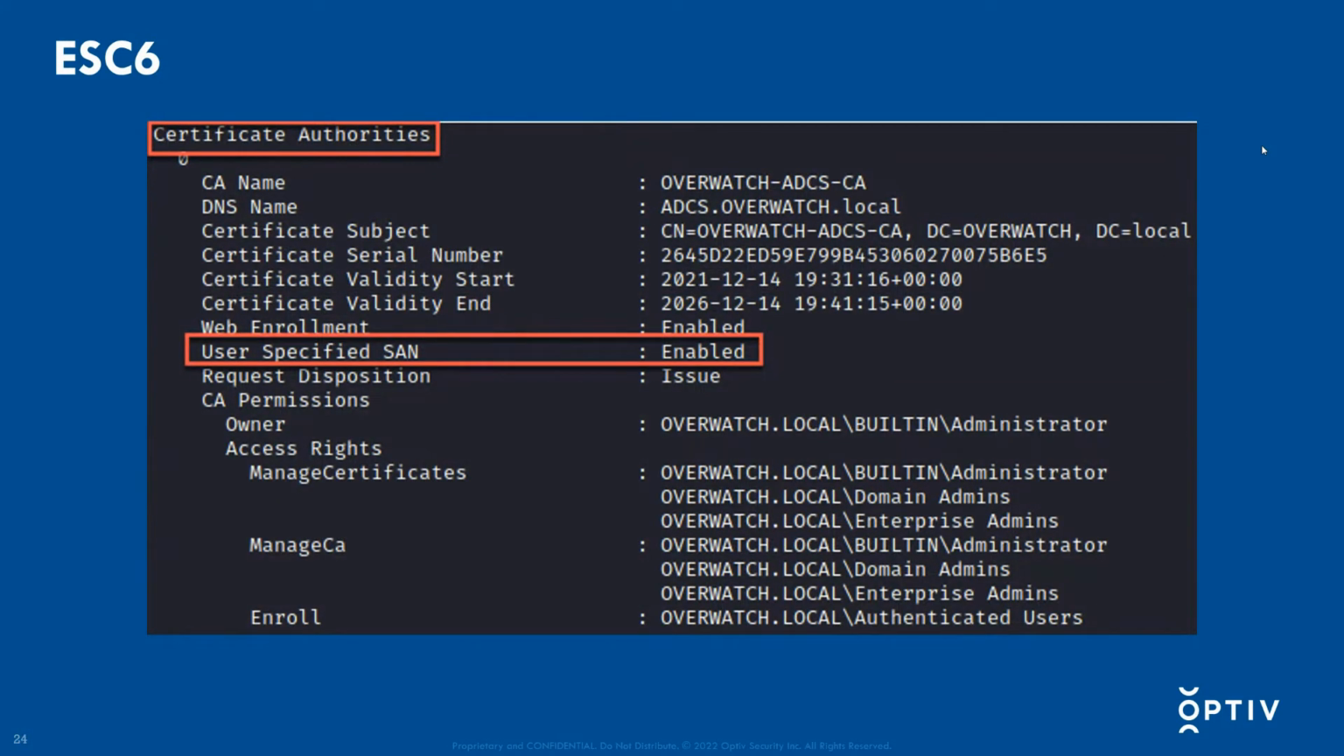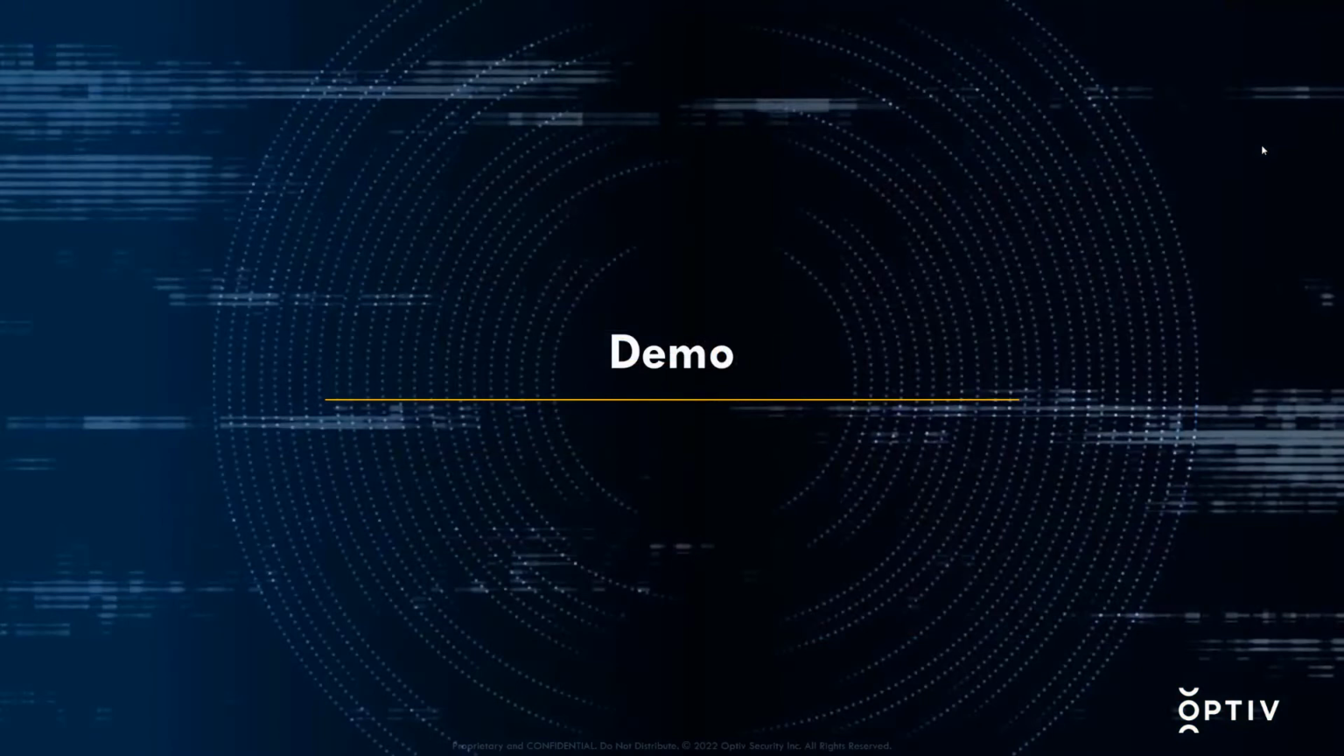So looking at our output, this is from that tool Certify that Zach had mentioned. At the CA level, we've got our CA name is Overwatch ADCS CA, but specifically what we're looking for is that user specified SAN. And when you see this set to enabled, this certificate authority is vulnerable to ESC6. So again, we want to do another quick demonstration of what that looks like.